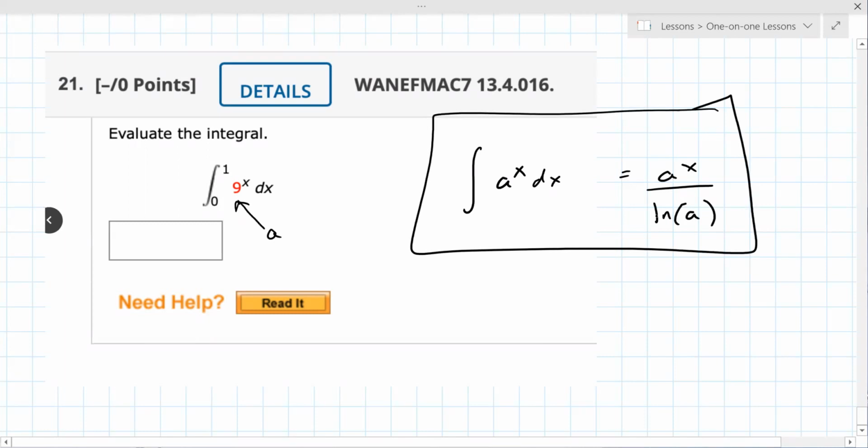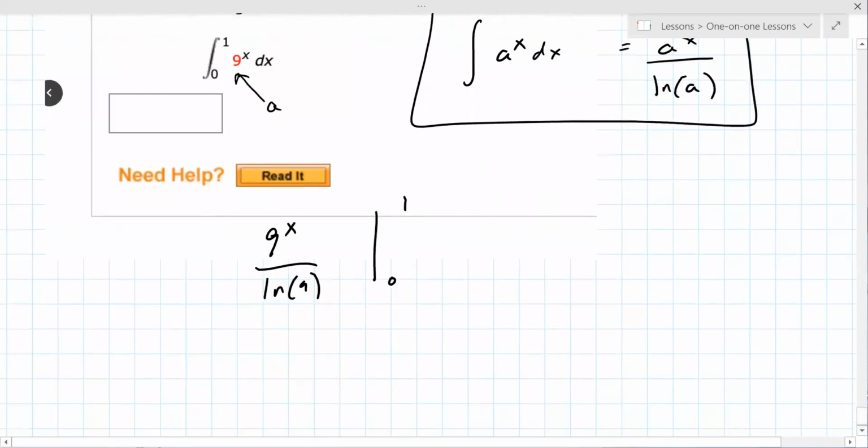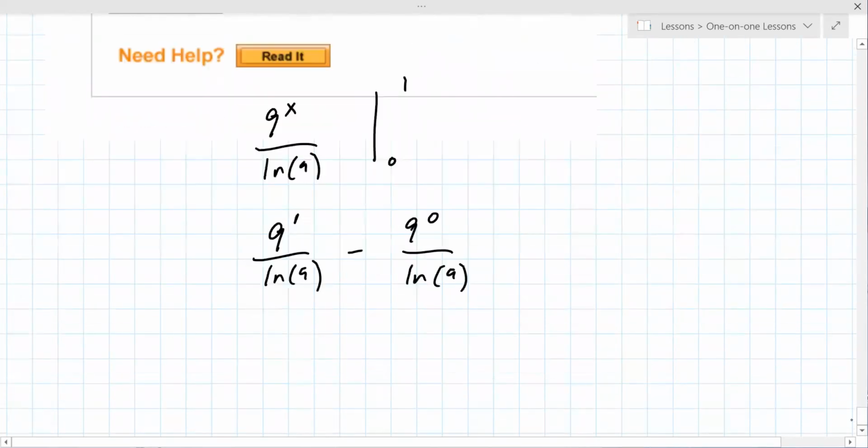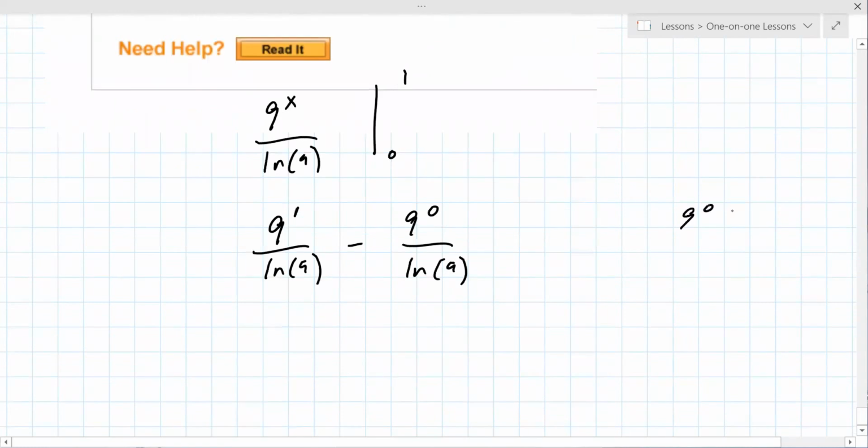Okay. So the integral of 9 to the x is 9 to the x divided by the natural log of 9, evaluated from 0 to 1. So this natural log of 9, we'll just write each time, but it's 9 to the 1 power over natural log of 9 minus 9 to the 0 power over natural log of 9. Again, I think WebAssign will accept this, but 9 to the 0 is 1. So you might see an answer like this. That probably will also be okay.